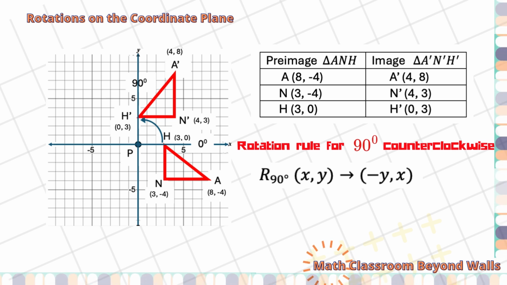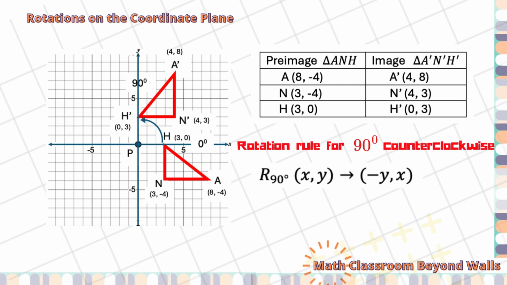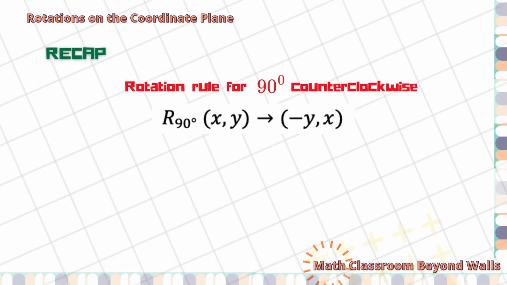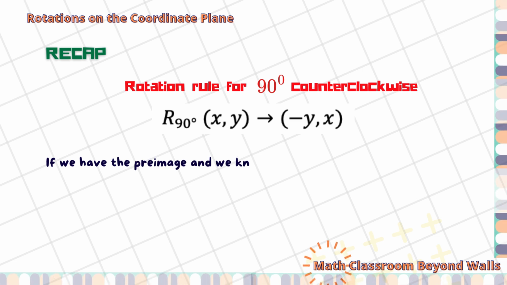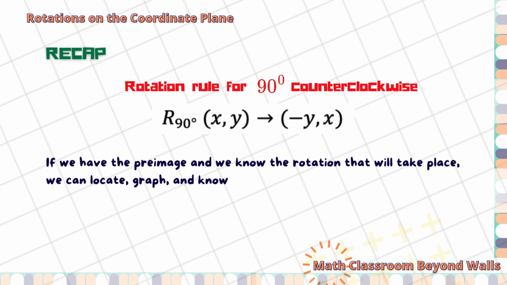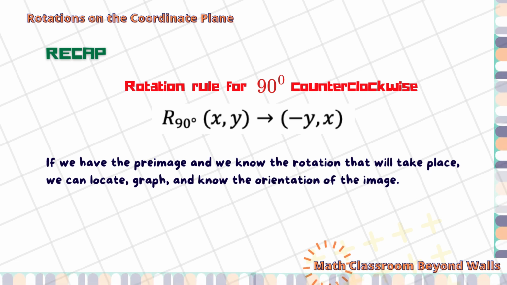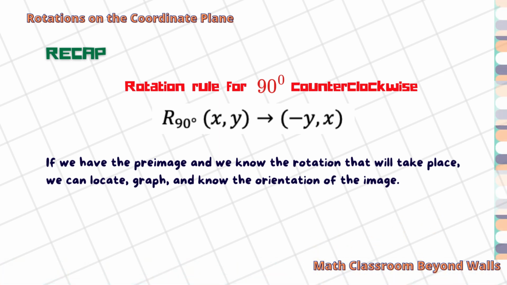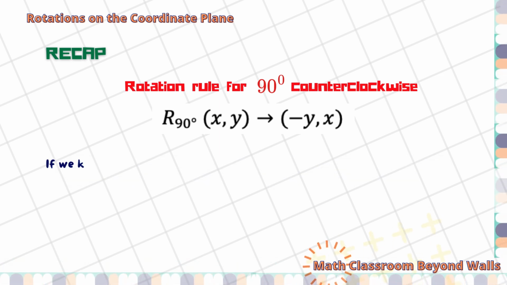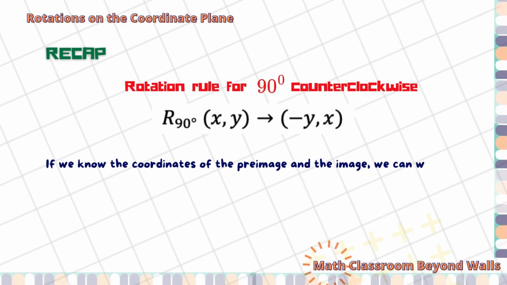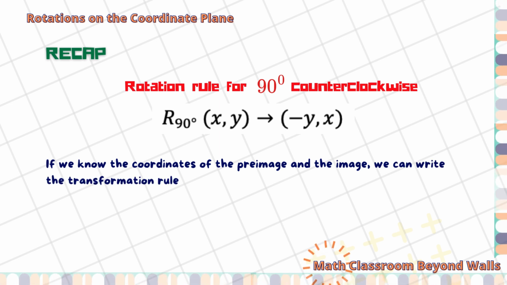Okay, before we go further, let us first recap what we have just learned. First, we have learned that if we have the preimage and we know the rotation that will take place, we can locate, we can graph, and know the orientation of the image. Second, if we know the coordinates of the preimage and the image, we can write the transformation rule for the rotation.